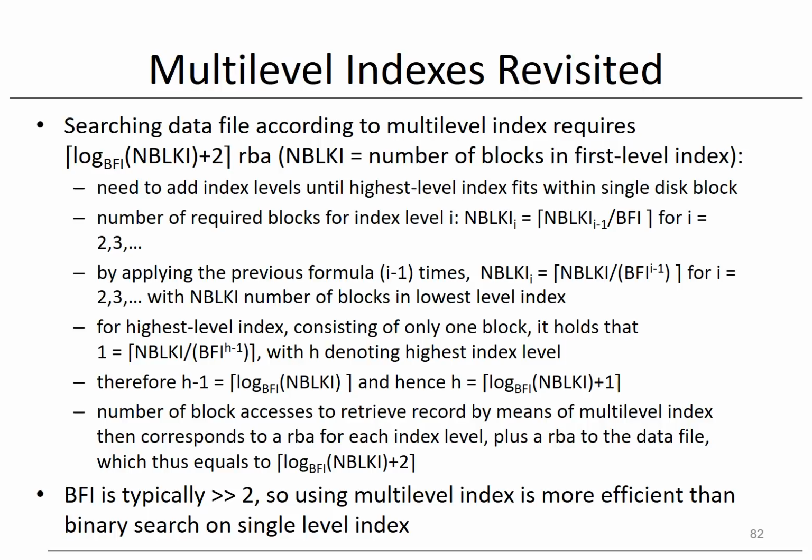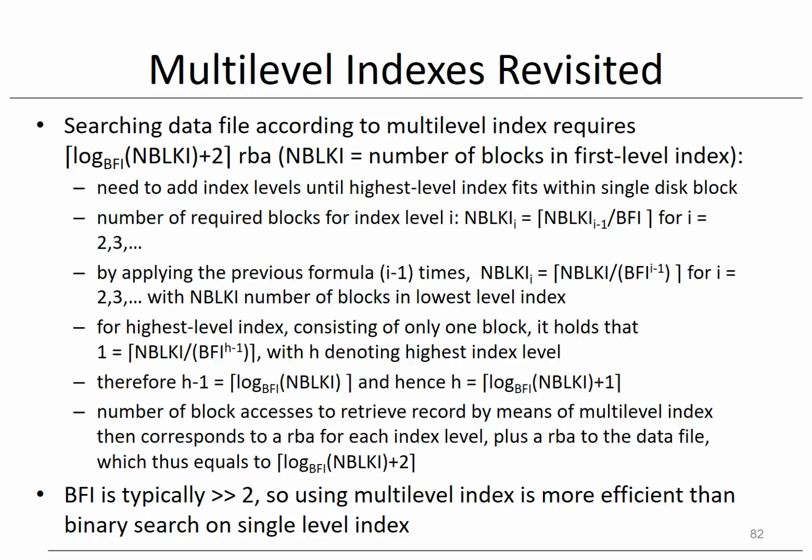NBLKI subscript I equals NBLKI subscript I minus 1 divided by BFI and rounded upwards towards the nearest integer for I equals 2, 3, and so on. By applying the previous formula I minus 1 times, we derive that NBLKI subscript I equals the ceiling of NBLKI divided by BFI raised to the power I minus 1 for I equals 2, 3, and so on, and with NBLKI the number of blocks in the lowest level index.